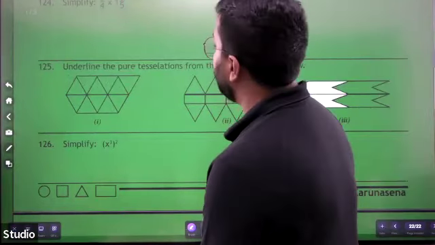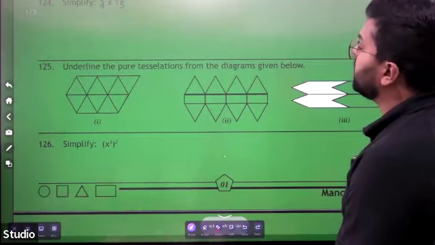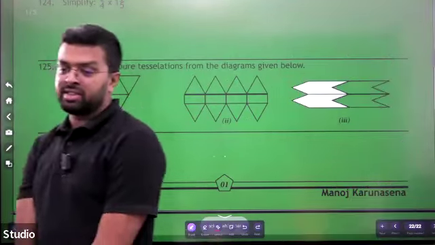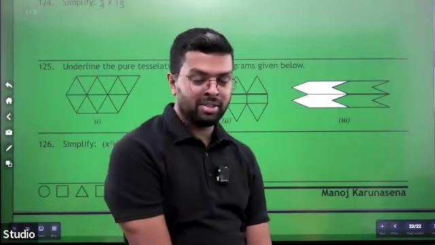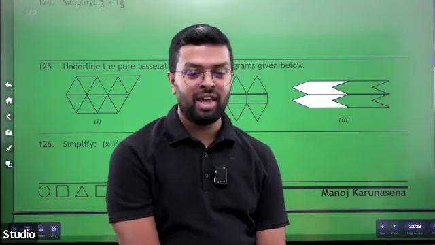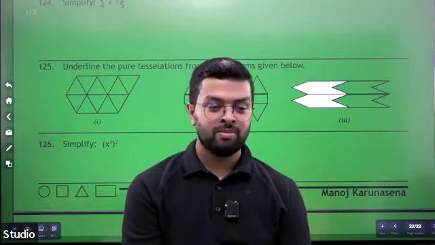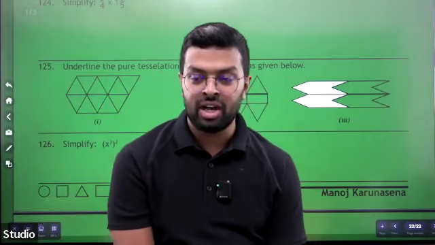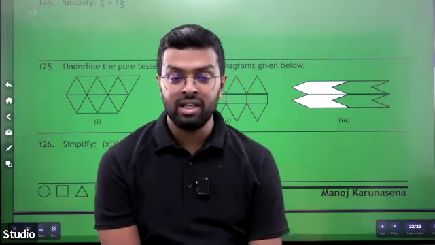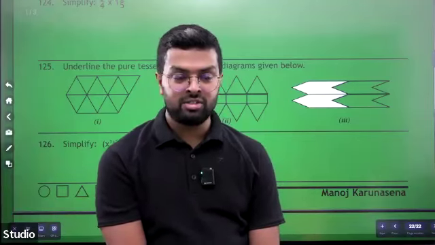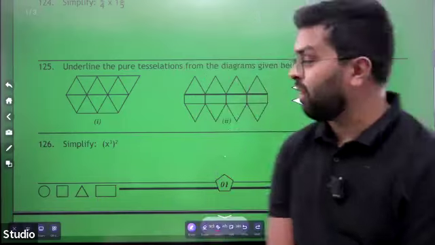Right. Underline the pure tessellations from the diagrams given below. We haven't done tessellations yet, but we'll be doing tessellations next week. But still, pure tessellations we have learnt in grade 7. What are pure tessellations? The tessellations which are done using only one single shape.